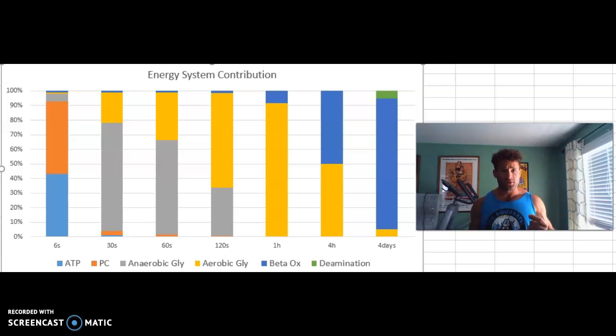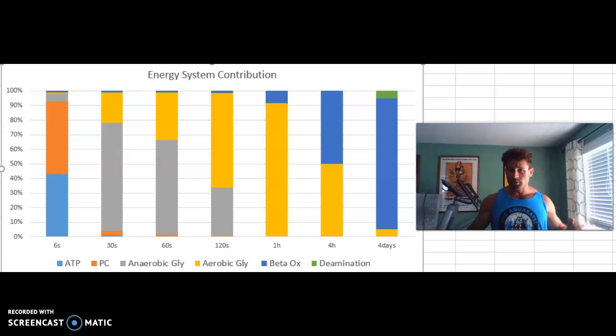So the shortest energy system. You're getting a little bit of contribution from anaerobic glycolysis, and there's always going to be just a little bit of background aerobic glycolysis, beta oxidation, and then deamination. Now, if you're looking at individual fibers, that's where you're going to find probably more of the pure aspect, but none of this runs in a vacuum. They're always going to be contributing from one to another.